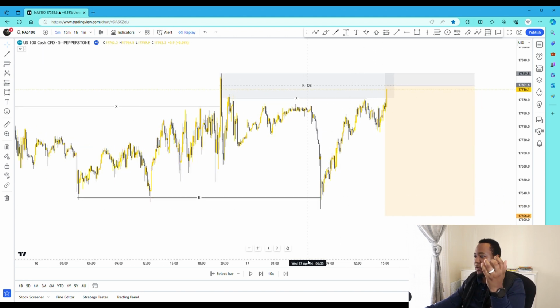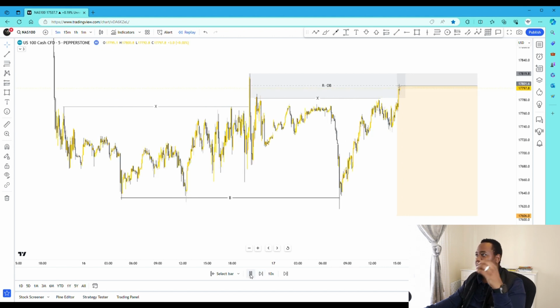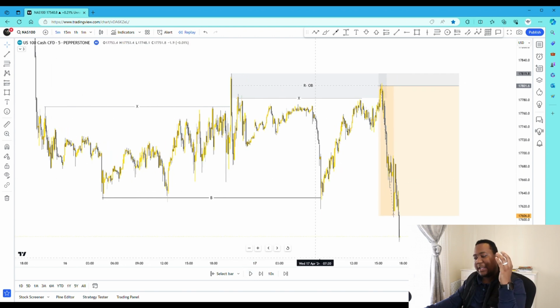And that's exactly what happened over here. I mean, as you can see, once it tapped into that, look at that, the market just sold off beautifully. And in UK, they will say Bob is your uncle. So definitely that's the first technique that I want to show you.